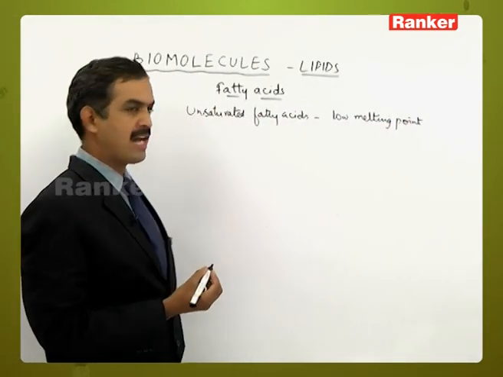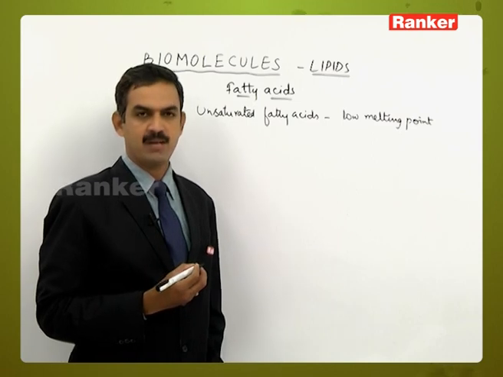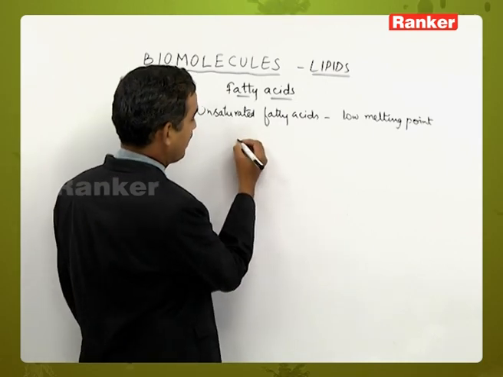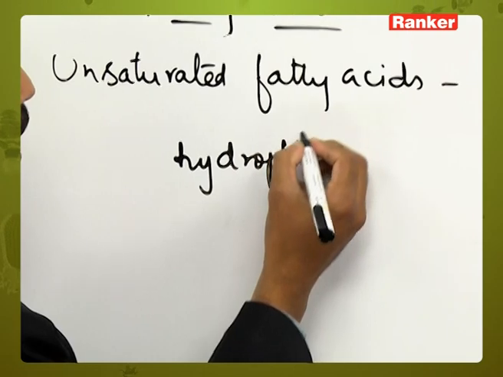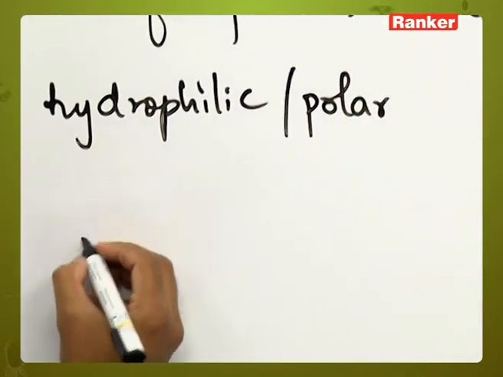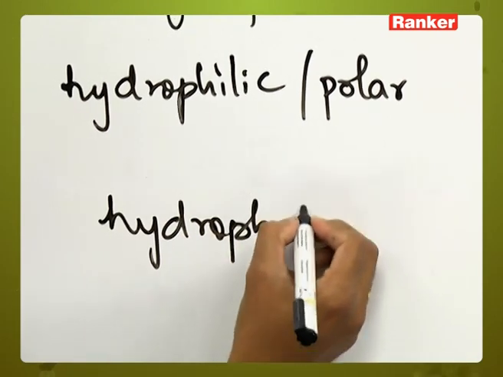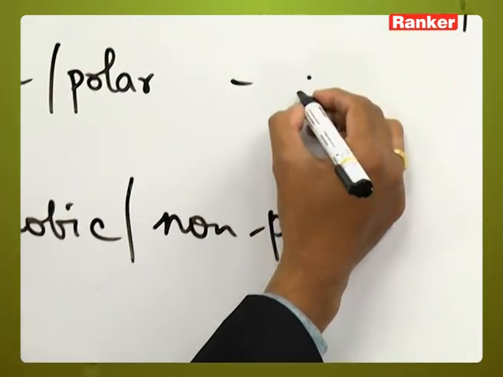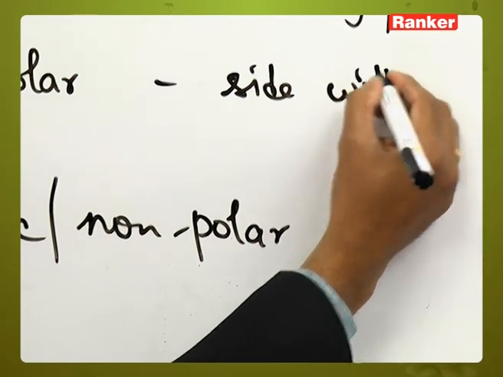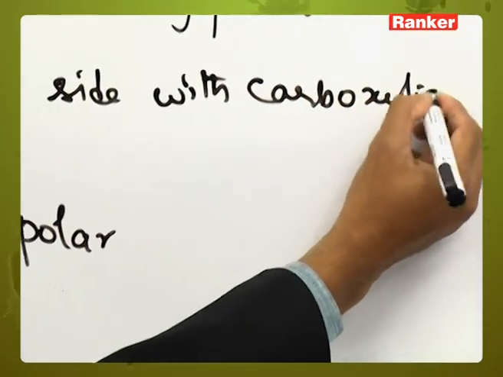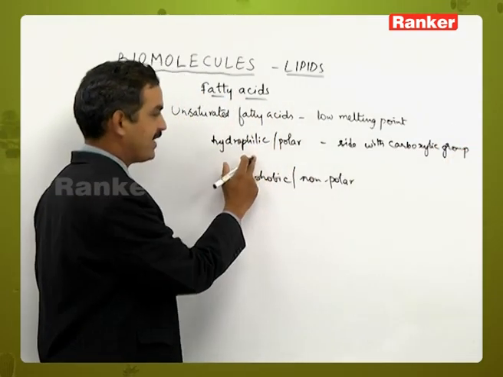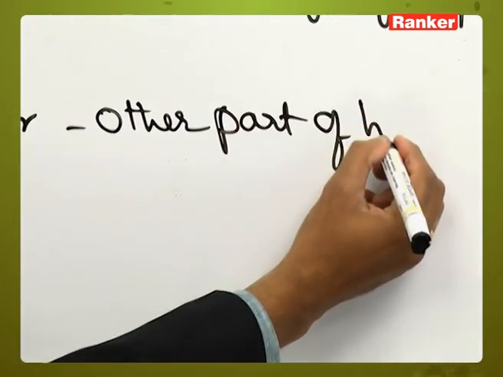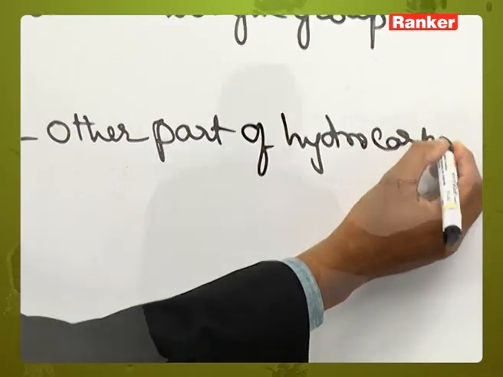And these are mostly present in plants and in aquatic animals of the cold regions, but they are mostly absent in other animals. And here these have a hydrophilic or polar nature and also a hydrophobic or non-polar nature. Generally, the side with the carboxyl group will exhibit the hydrophilic nature, whereas the other part, the hydrocarbon, will exhibit the non-polar nature.